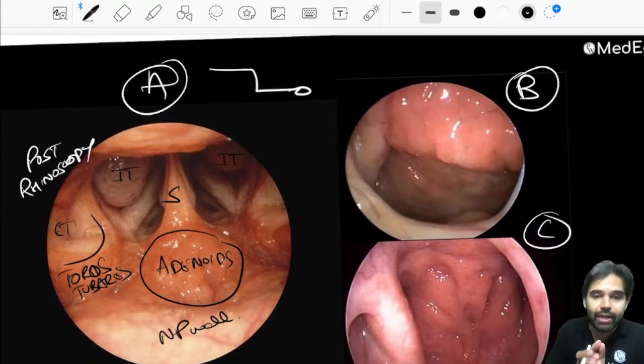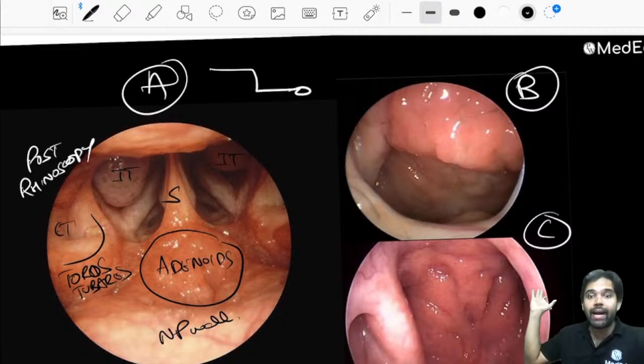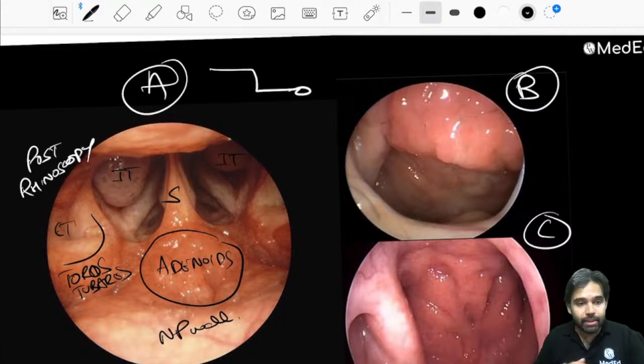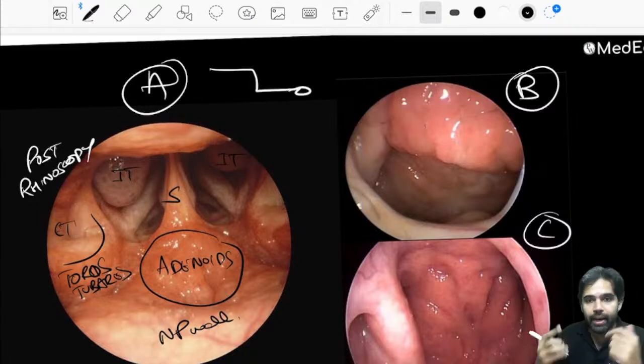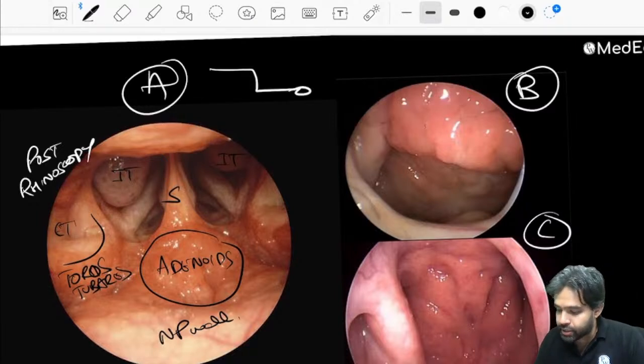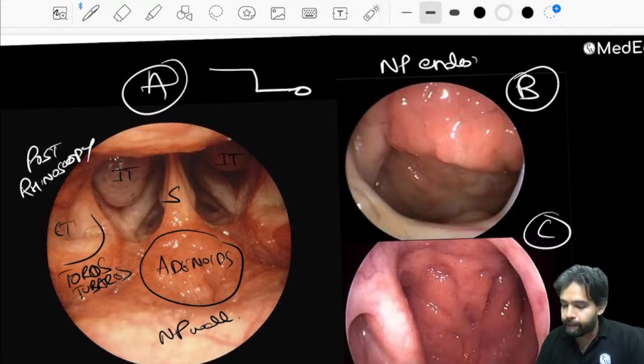Now, when somebody has choanal atresia, and I'm going to show you images of a child with choanal atresia, this is the image that they will show you, and you will have no idea, mind blown. But it would be very, very simple. It's posterior rhinoscopy. Anterior rhinoscopy is from the front. Posterior rhinoscopy is from behind. Now, this B image is your proper nasal endoscopy. This is your nasal endoscopy of the nasopharynx.